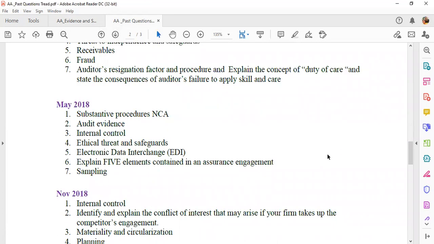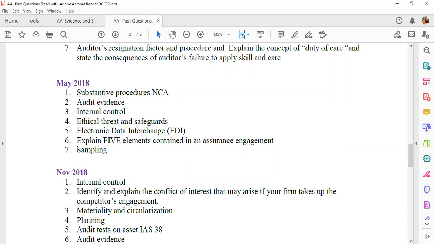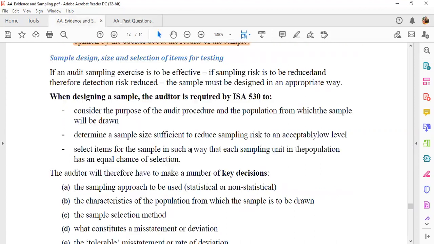Look here, audit evidence, sampling as well. Sampling was examined in May 2018. So please, it's a very important aspect, pay attention to it. Please pay attention to this heading that we want to talk about: sample design, size, and selection of items for testing.